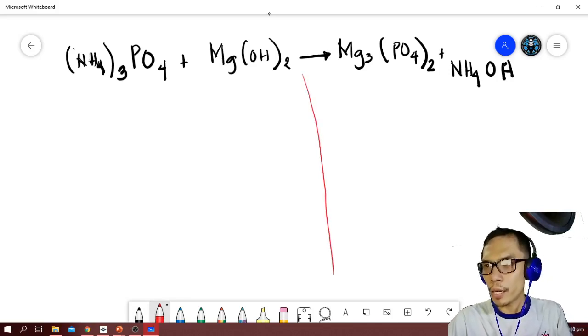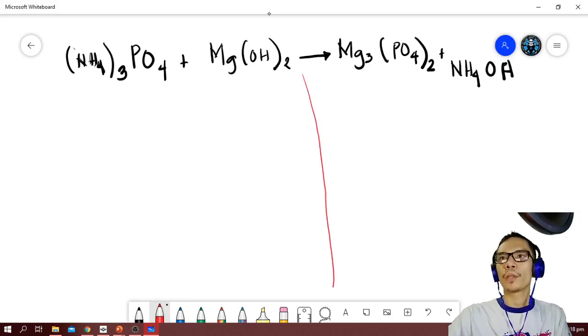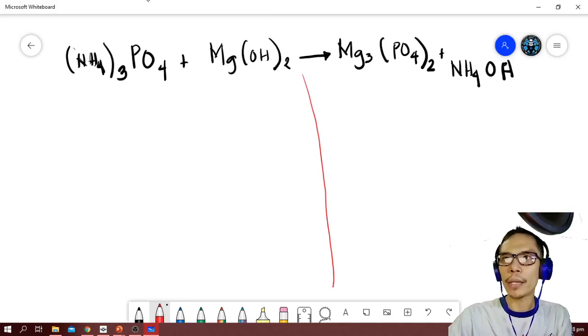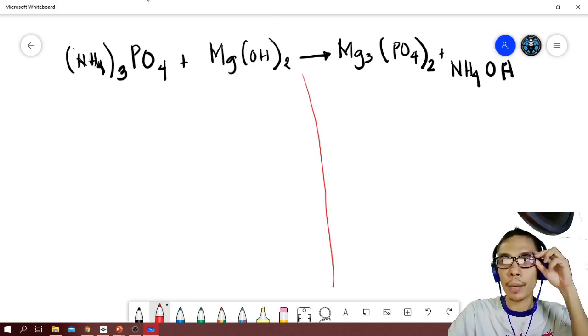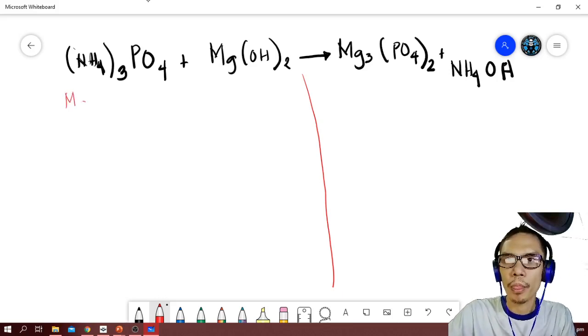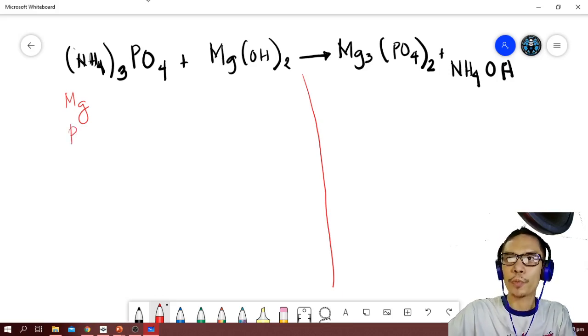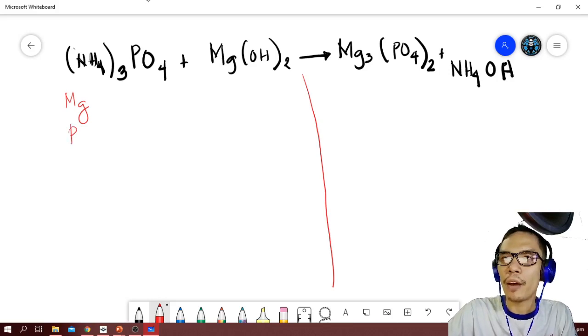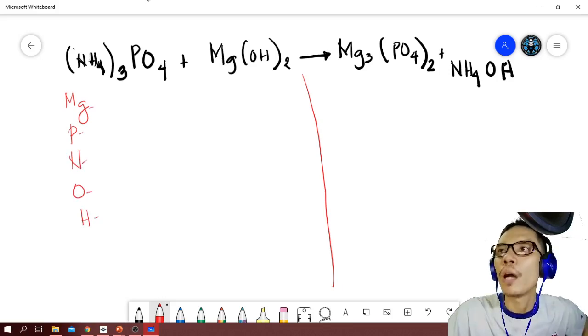Let's use red for this one, and we divide the screen into 2. Let's write down all the metals. What are the metals here? We have Mg. Next, the non-metals: we have phosphorus, nitrogen, and finally oxygen and hydrogen, respectively.